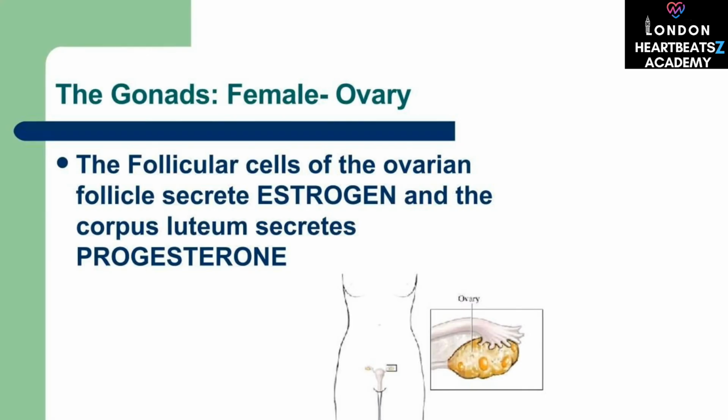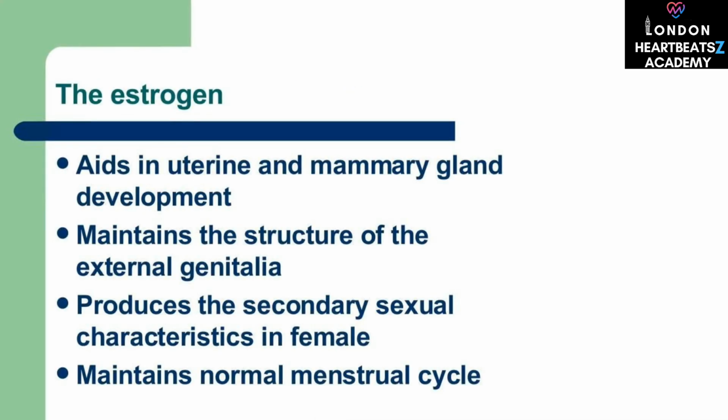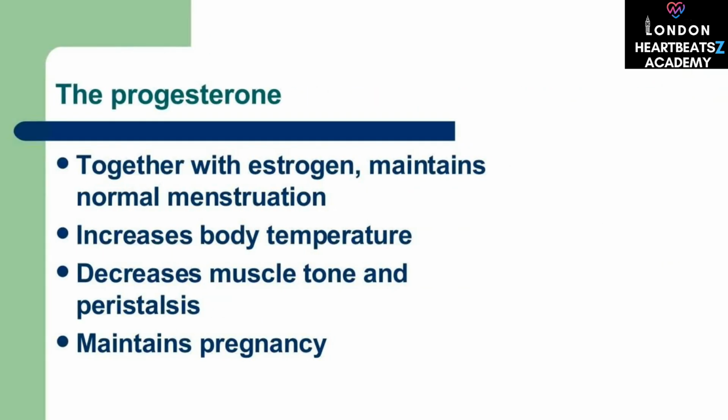In the female gonads, the ovary, the follicular cells of the ovarian follicle secrete estrogen, and the corpus luteum secretes progesterone. Estrogen aids in uterine and mammary gland development, maintains the structure of the external genitalia, produces female secondary sex characteristics, and maintains a normal menstrual cycle. Progesterone prepares the uterus for implantation, sustains pregnancy, and aids in mammary gland development.